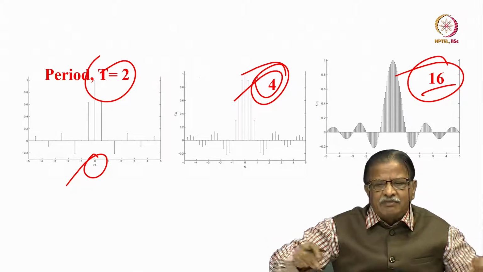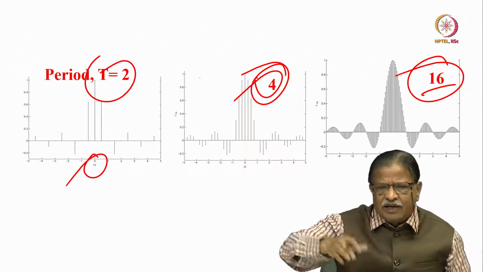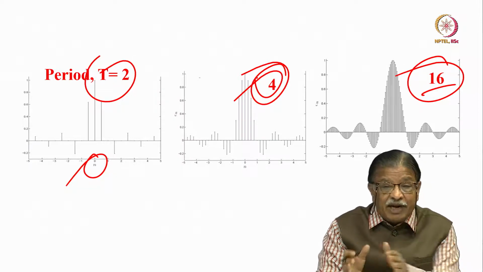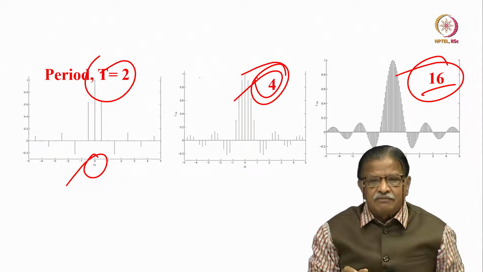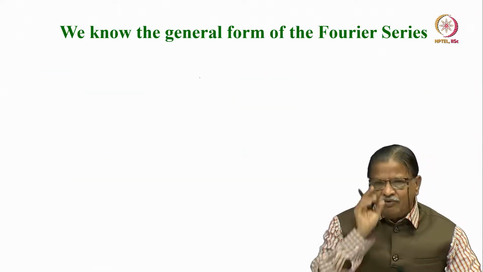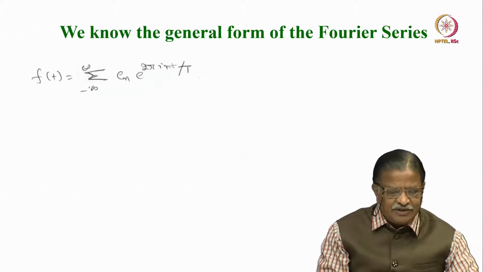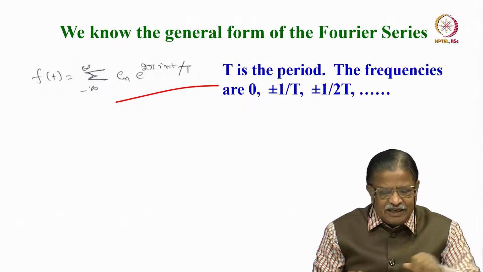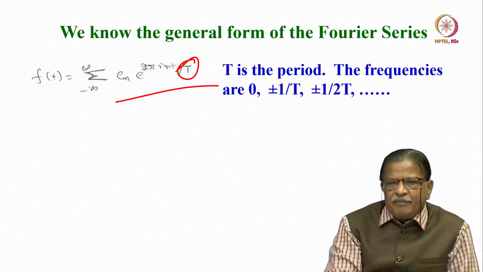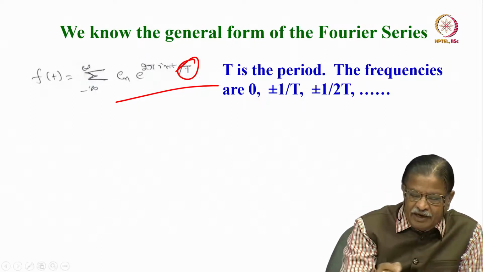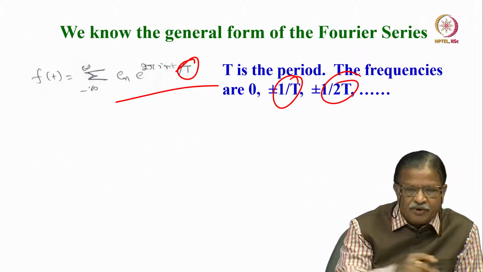Now I take a large number instead of 16, 32, 64 or 128, what will happen? This type of periodic function becomes more or less continuous. You can treat it as a continuous function. So that's what happens. So we know the general form of the Fourier series, and what we are going to do is, in this case we put T as the period. I already explained to you, it is in the denominator. The frequency is 1 over T, that you know.